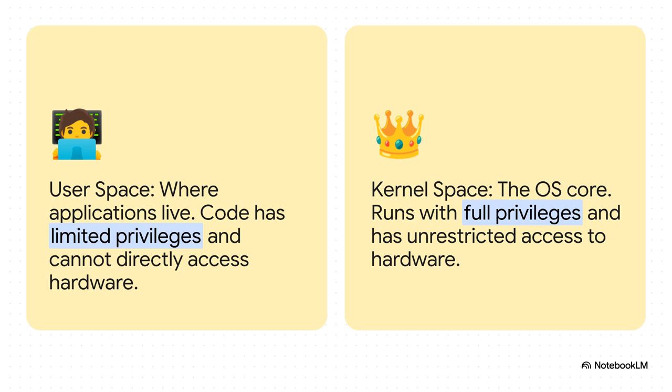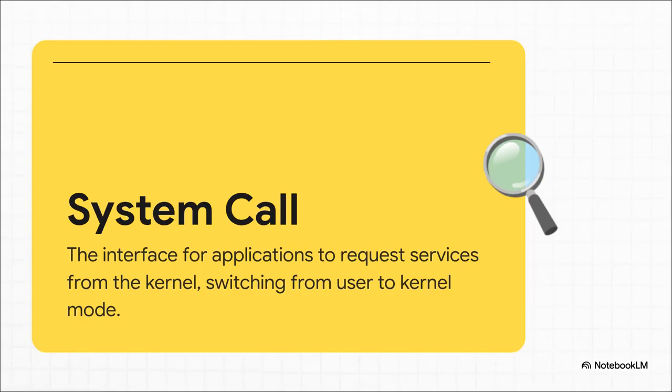And then there's kernel space. This is the protected inner sanctum, the very core of the operating system. Code running in the kernel has full, unrestricted access to everything. This separation is the secret to how the OS enforces protection. So, if an app in user space can't touch the hardware, how does it do anything useful like save a file? Well, it has to ask the kernel for help.